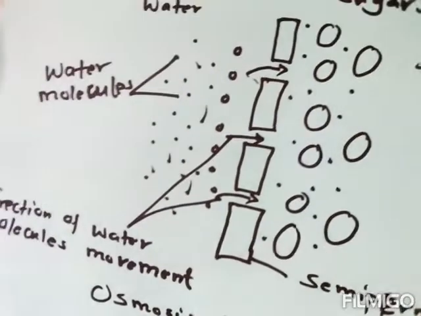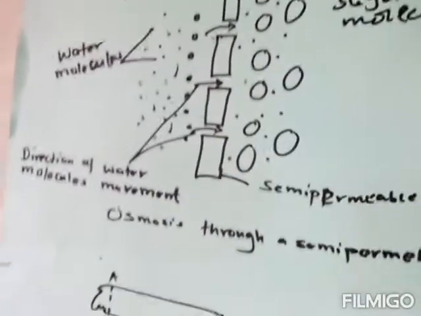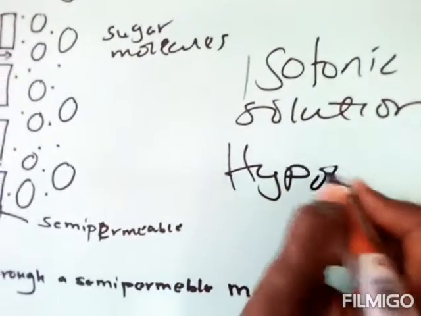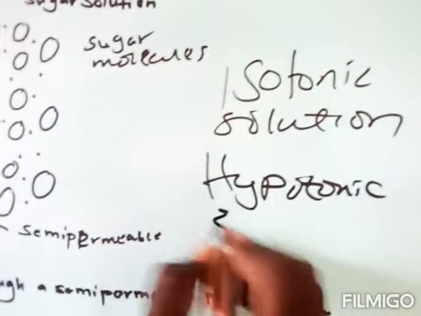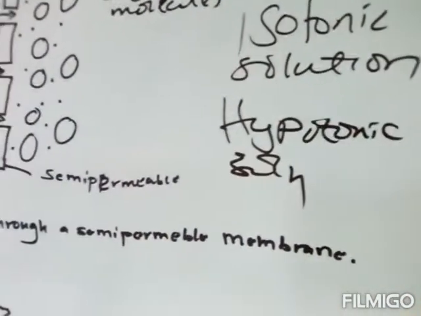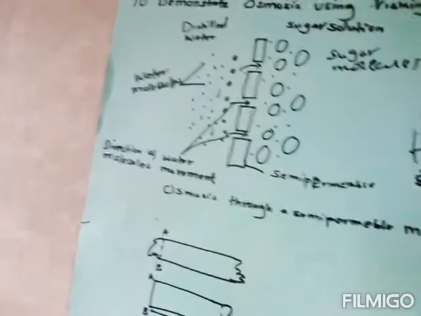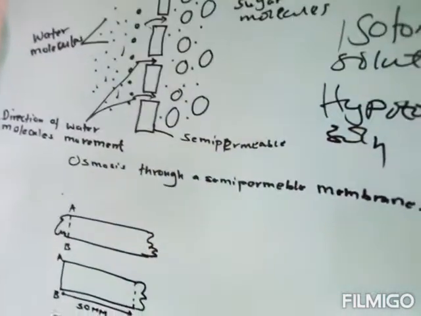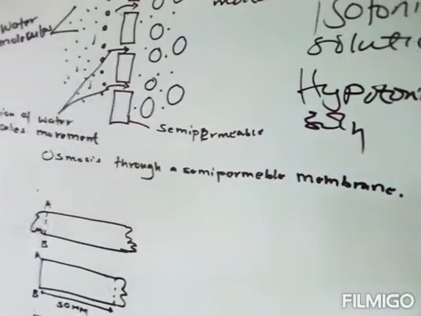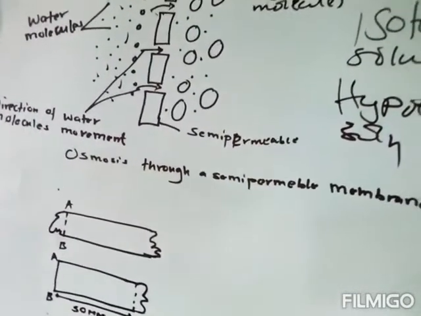Now, what is the definition of a hypotonic solution? Hypotonic solution. Now, a hypotonic solution is a solution that has less solute molecules, and a hypertonic solution is a solution that has more solute molecules.